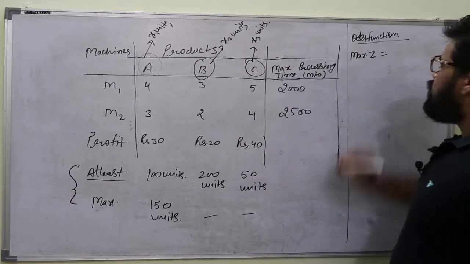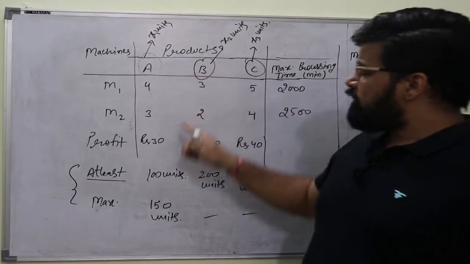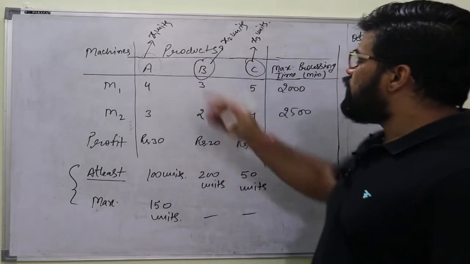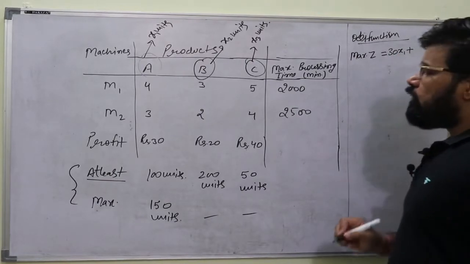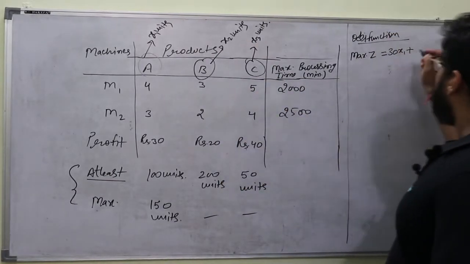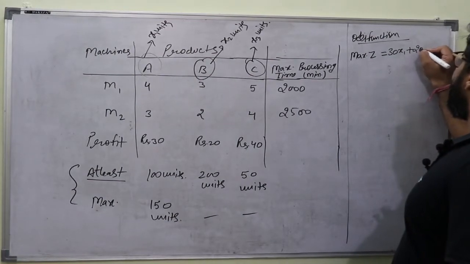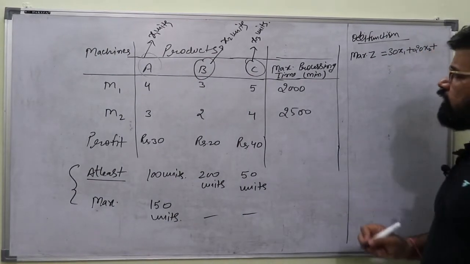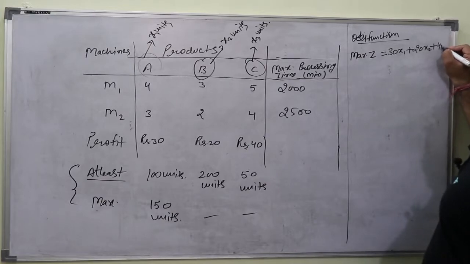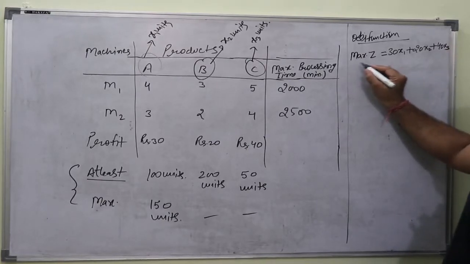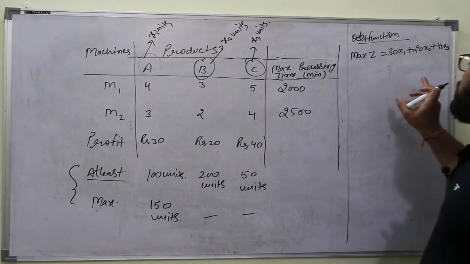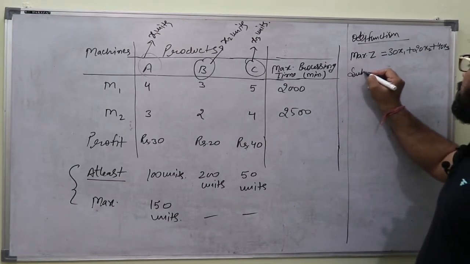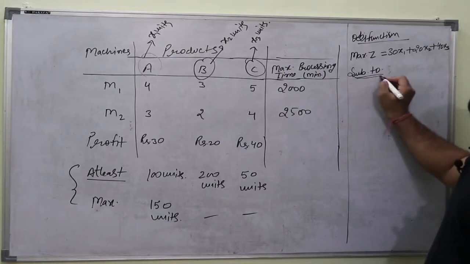The objective function will be, again it is talking about profit, so I'll write maximize Z is equal to 1 unit of A is giving 30 rupees, so x1 units will give 30 x1. I think we are used to this now. 1 unit is giving 20, so x2 will give 20 x2, and 1 unit is giving 40, so x3 will give 40 x3. So this is the profit equation and we need to maximize this. This is the objective for us. Okay, now subject to constraints.